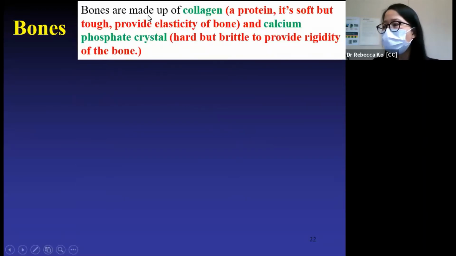you know bones are made up of collagen, which is a protein, and it's quite soft but tough, providing the elasticity of the bones. Other than collagen, it's made up of calcium phosphate crystals as well. Calcium phosphate crystal is a bit hard, but brittle. It provides the rigidity of the bones. So collagen and calcium phosphate crystal together are the main composition we find in bones.